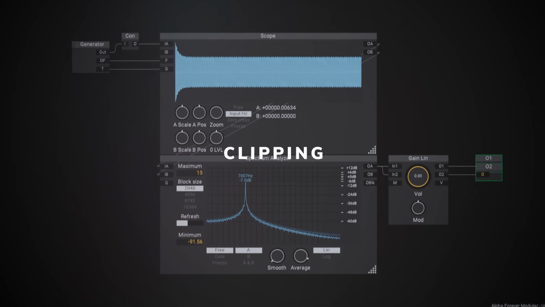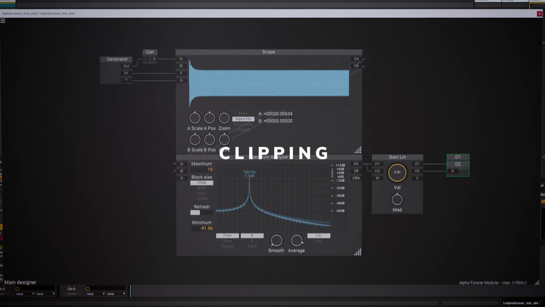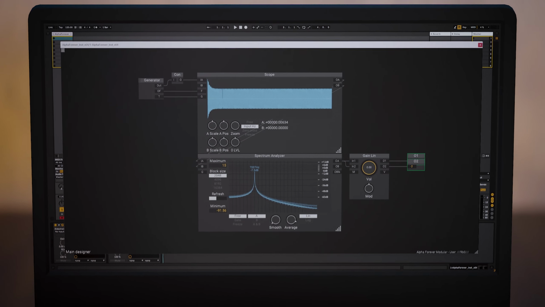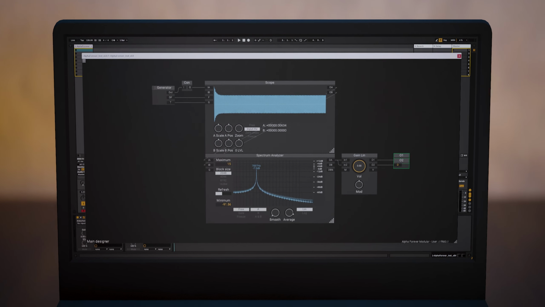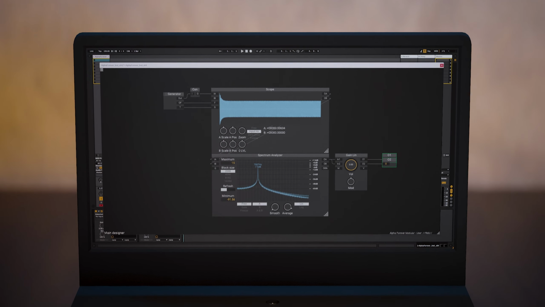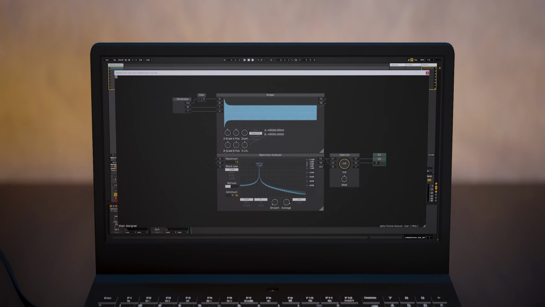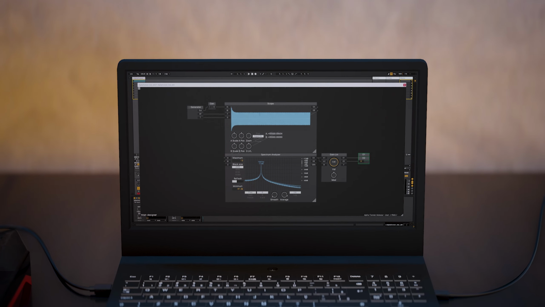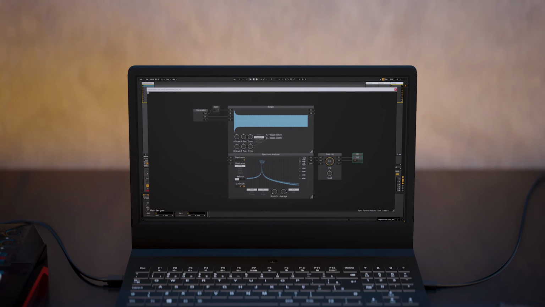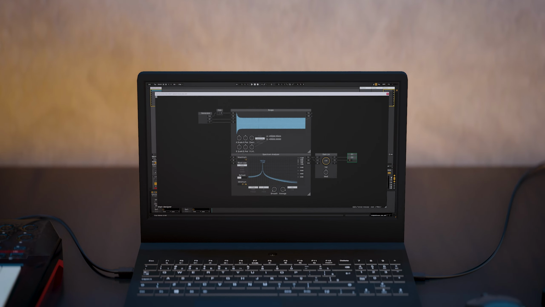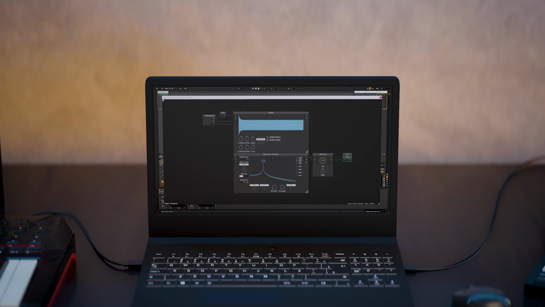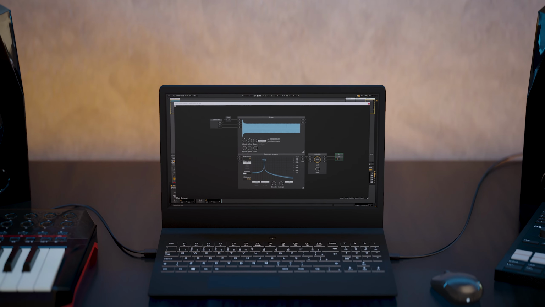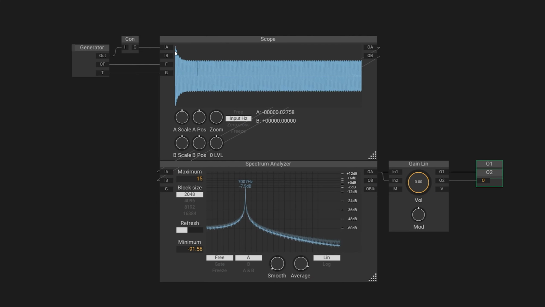Okay, let's talk about clipping. Clipping is what happens when your signal is stronger than what your audio interface can represent, or what your DAW can represent. Nowadays we are using floating point numbers to represent sound, and clipping is not really an issue until you use something non-linear or until you send your sound to the sound card. But anyways, sometimes it's useful to clip the signal.